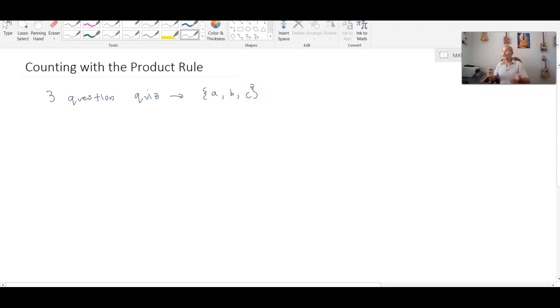So we'll just say that each question is multiple choice. You can answer A, you can answer B, you can answer C. And the question we might have is, how many responses are possible?